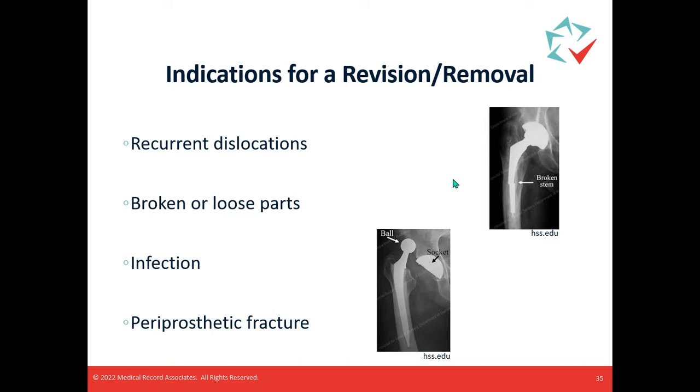Common reasons that a revision might be indicated are recurrent dislocations of the prosthesis, broken or loose parts, infections, and periprosthetic fractures. And here we've got a couple of images. On the left, we've got a dislocation here. You can see that ball is nowhere near the socket where it should be located. And our other image is of a broken stem, so the actual prosthesis itself broke.